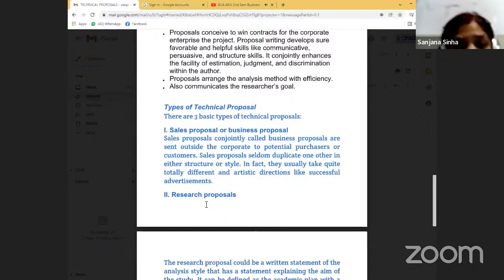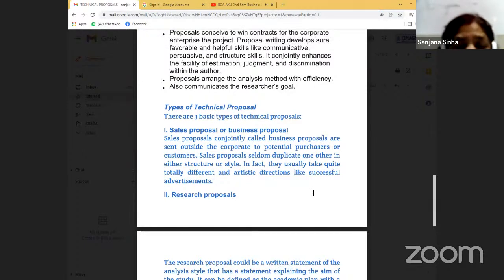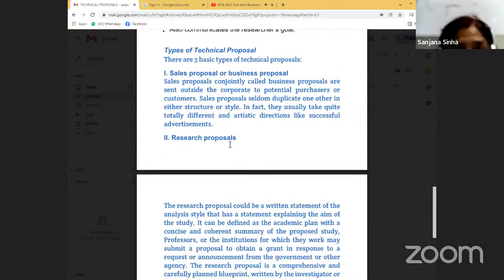Sales proposals, conjointly called business proposals, are sent outside the corporate to potential purchasers or customers. Sales proposals seldom duplicate one another in either structure or style. In fact, they usually take quite totally different and artistic directions like successful advertisements. So you can say sales proposals or business proposals, they almost act like advertisements and sent externally. Research, second, is the research proposal.